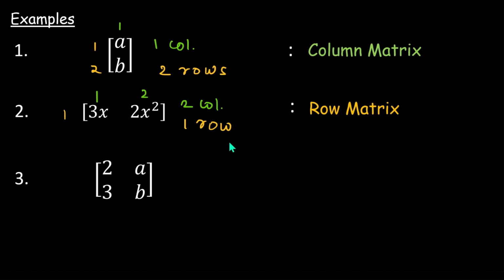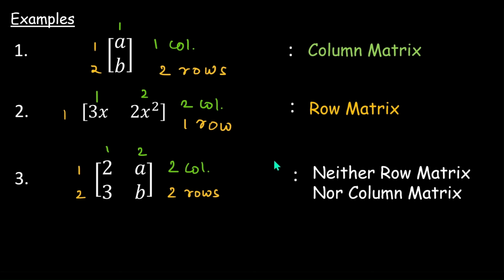Taking another example. In this example, this is the first column and this is the second column. So it has 2 columns, whereas this is the first row and this is the second row. So it has also 2 rows. So this neither is a row matrix nor is a column matrix, because for either of those, one of them has to be only 1.